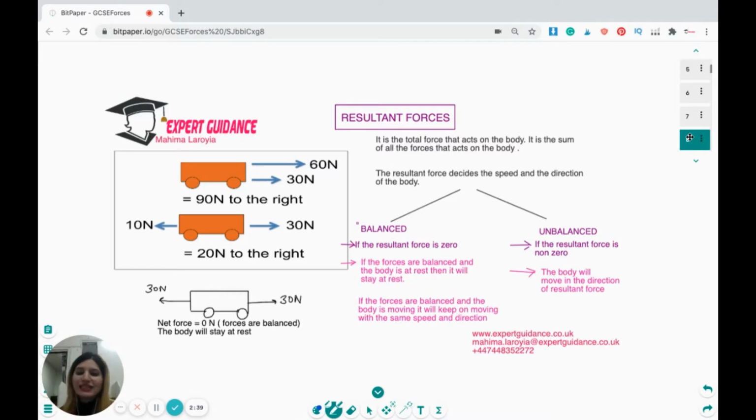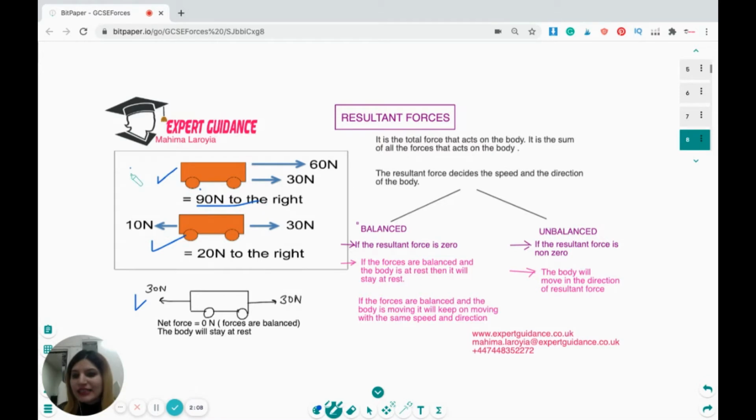Now let's try to understand the concept of resultant forces. What are resultant forces? Let us take a look at these three diagrams. In the first one, I have a 60 Newton force and a 30 Newton force, both acting in the same direction. They'll add up and the total force will be 90 Newtons to the right. So the object will always move in the direction of the resultant force. In this case, the object will move towards the right.